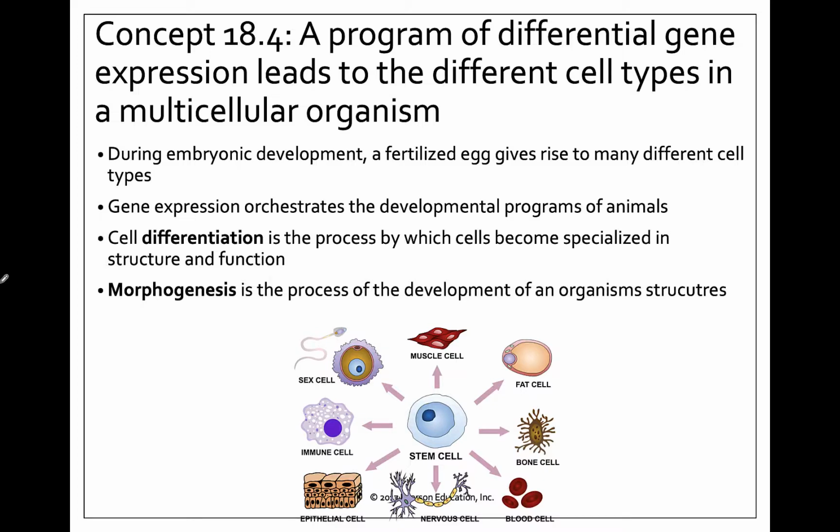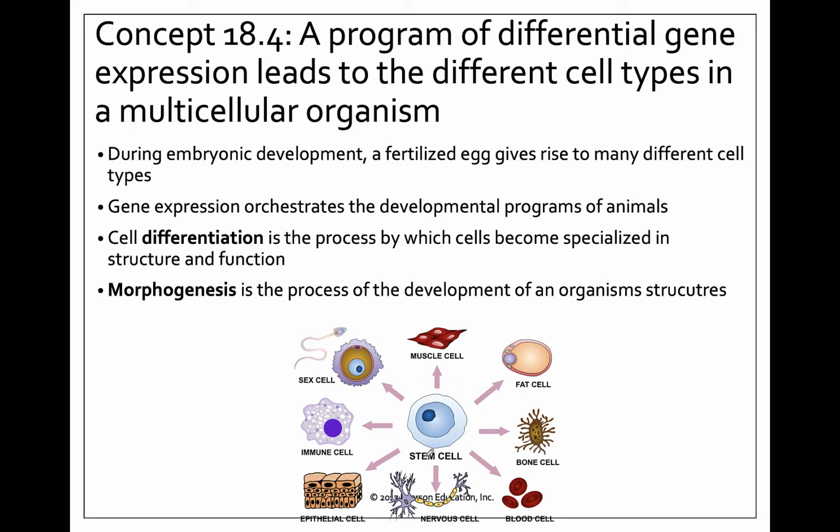Differential gene expression, so this idea that different types of cells express different genes at different times, is what leads us to have a complex multicellular body with lots of different types of cells. And this is going to start early in embryonic development. So we start with a fertilized egg, which is a zygote, which is a single cell. And that single cell has to differentiate into all of the different types of cells in your body, and then physically go through the process of changing into those different types of cells.